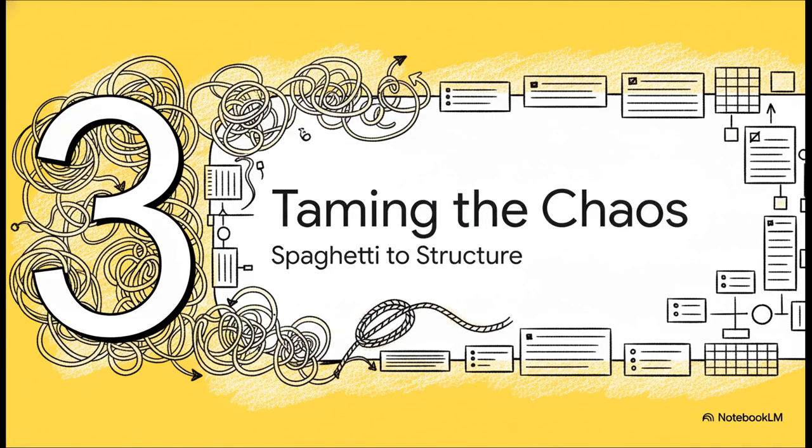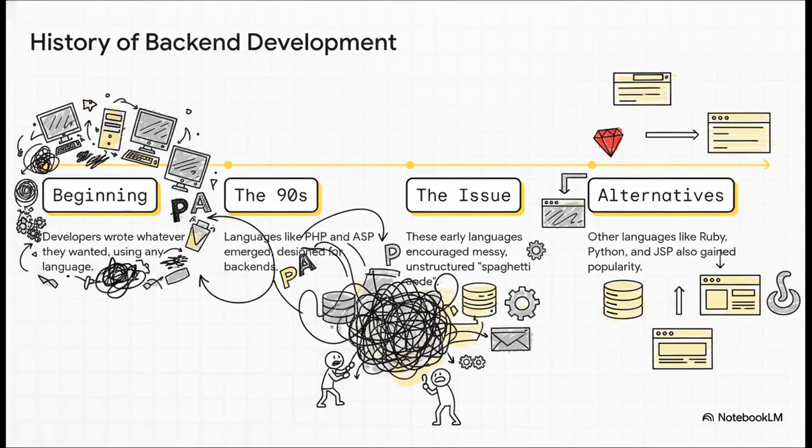So the need for backends has been obvious for a long, long time. But building them wasn't always so neat and tidy. The early days of the web, well, they were a bit of a chaotic Wild West. In the very beginning, there were no rules at all.